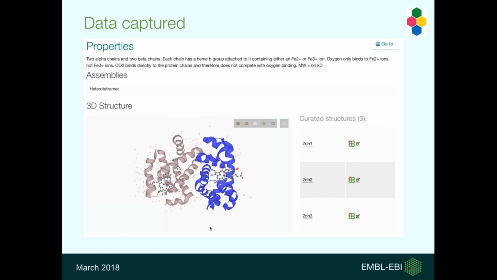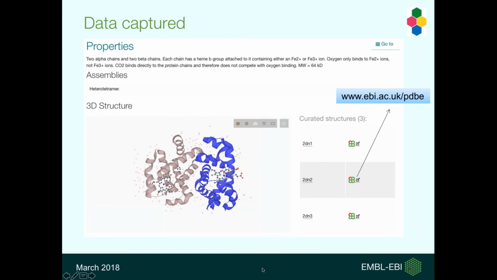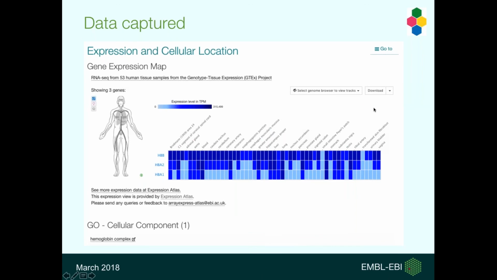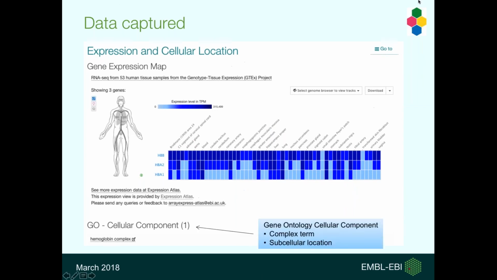We have a standard way of describing the assemblies, so whether it's a heterotetramer or homodimer and so on. And we've imported the LiteMol viewer from the PDB, and again, here are the physical properties that we can capture, and we can link out directly to the PDBe instance. The last widget we implemented in the website is the gene expression viewer from the Expression Atlas, and again, you can find more details by linking out through their link outs.